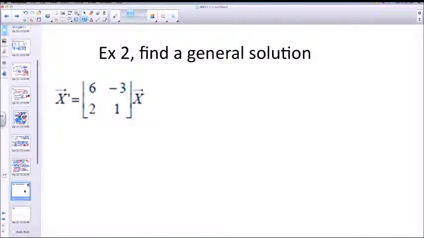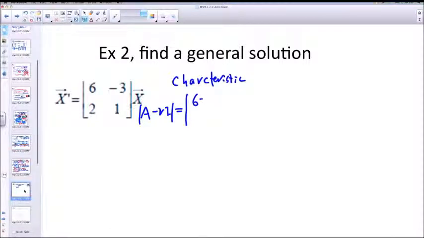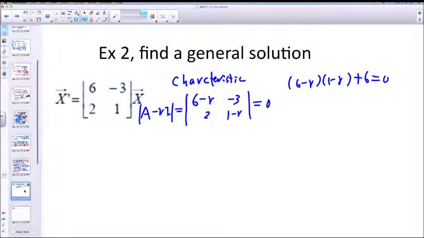Okay, let's do this quicker. That's a 2 by 2. What you do is start from the characteristic equation, which is the determinant of A minus R I equals 0. That's (6 minus R)(... ) and gives you R squared minus 7R plus 12 equals 0. And then (R minus 3)(R minus 4).